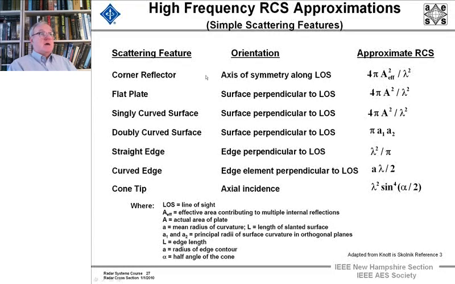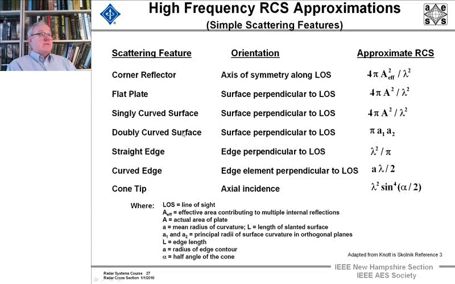Okay? And a corner reflector, and we'll see that's just 2 perpendicular plates where the beam comes in, bends down, goes back. On the axis of symmetry along the line of sight, it's 4 pi times the effective area that the beam sees divided by the wavelength. A flat plate perpendicular to the line of sight, and a singly curved surface perpendicular to the line of sight, they go as 4 pi a squared divided by lambda squared.